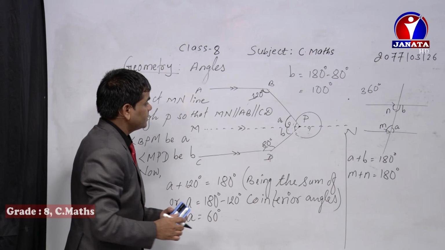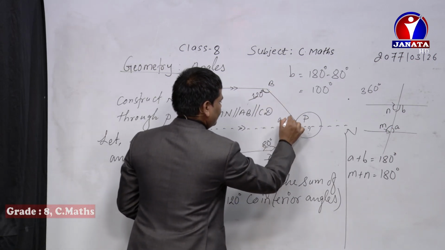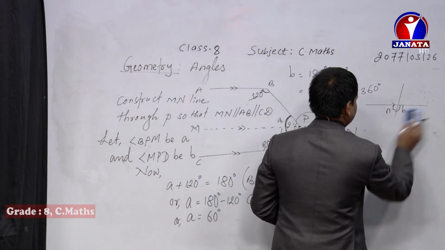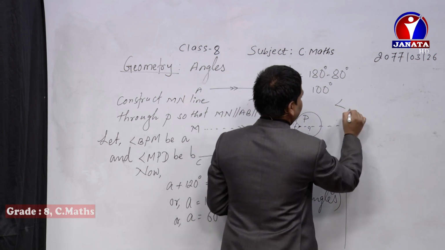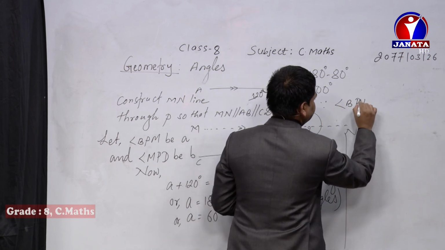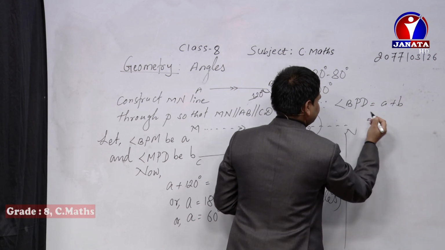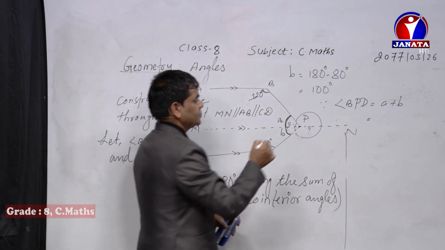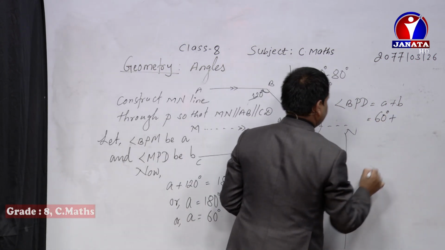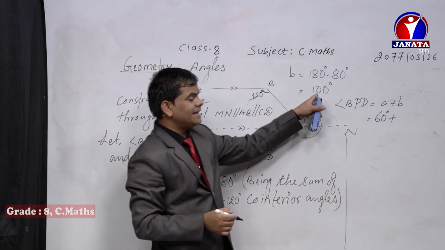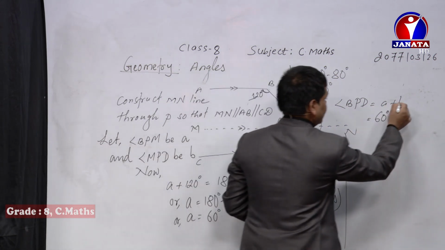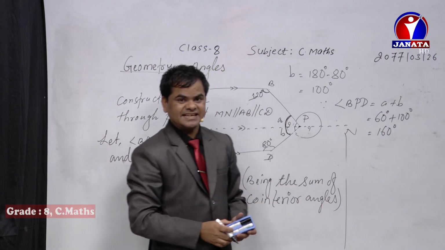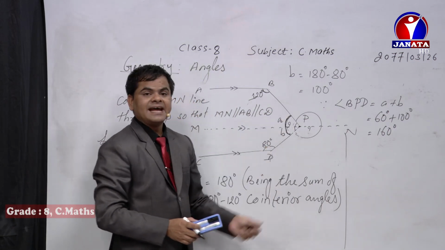So in order to find out the whole angle BPD, what will it be? Angle BPD equals A plus B. Now A's value we just got as 60 degrees, so substitute 60 degrees here. We got the value of B as 100 degrees, so keep 100 degrees in the place of B. Now combining together it will be 160 degrees. So that is the value of angle BPD.